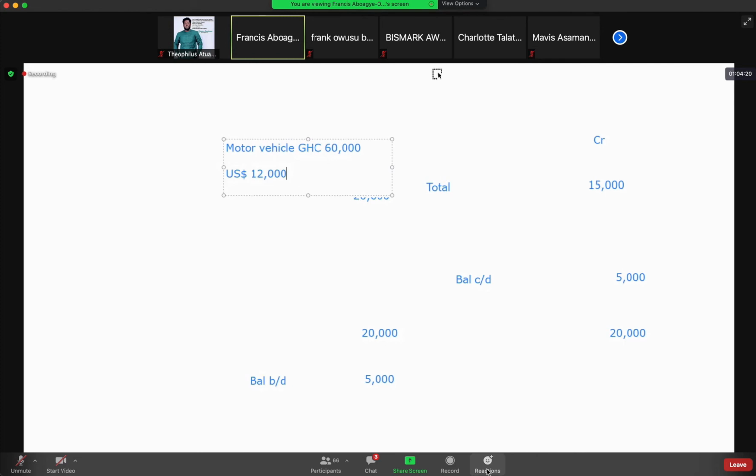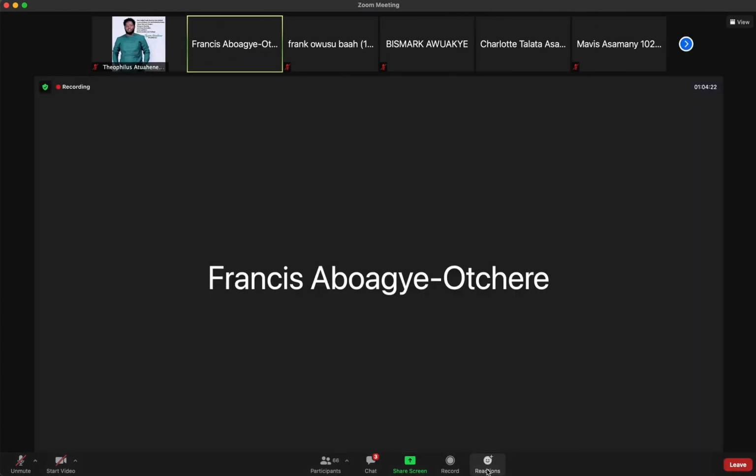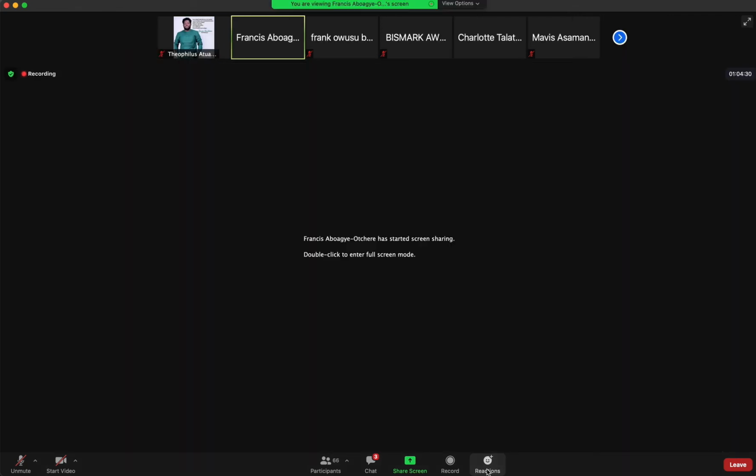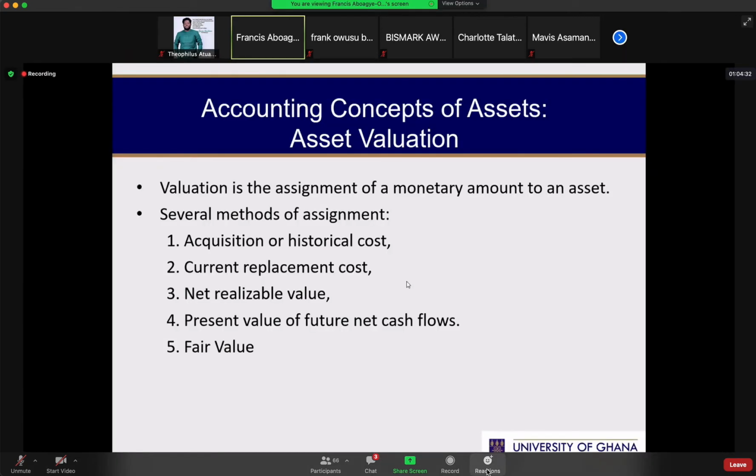So you want to replace an asset with the asset at its current state, but not with the new one. So that's what we refer to as a current replacement cost. Any question? Okay, so that's current replacement cost.